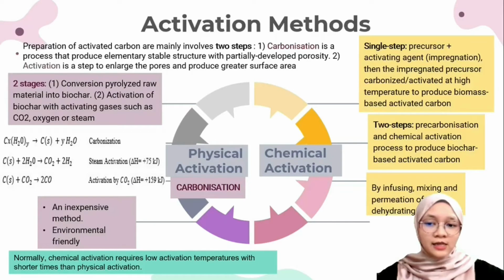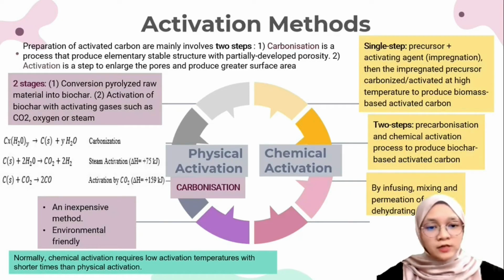Typically, activated carbon is commonly synthesized by two processes, which are physical and chemical activation. Physical activation comprises dual stages in a reactor. The first one is conversion of pyrolyzed raw material into biochar that has an undeveloped pore structure with a steady flow of inert gas. The second one is activation of biochar with activating gases such as carbon dioxide, oxygen, or steam.